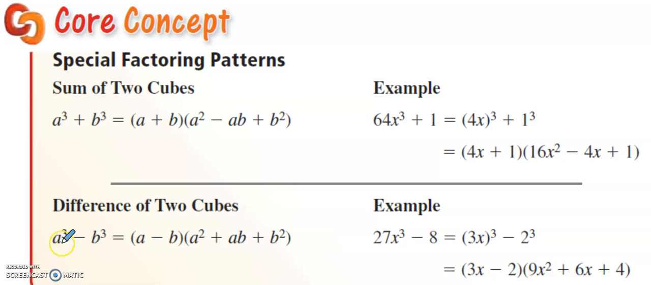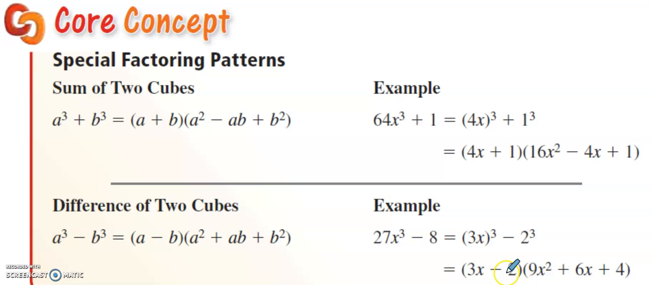So our pattern then, if I have a cubed minus b cubed, factors into the quantity a minus b times a squared plus ab plus b squared. Here's an example: 27x cubed minus 8. 27 is a perfect cube, x cubed is a perfect cube, and 8 is a perfect cube. 27 is 3 cubed, x cubed is x cubed, and 8 is 2 cubed. So my a is 3x, this is the a I'm talking about, and my b is 2.